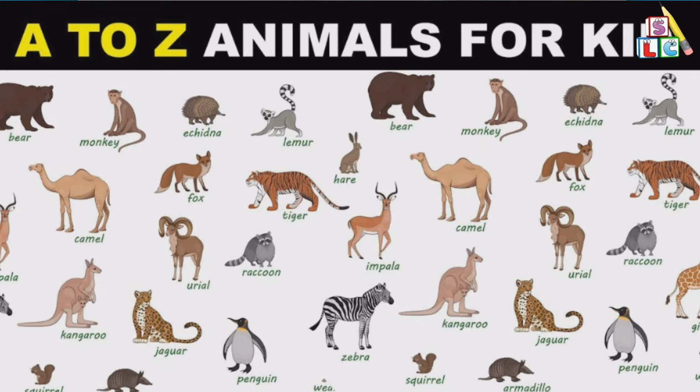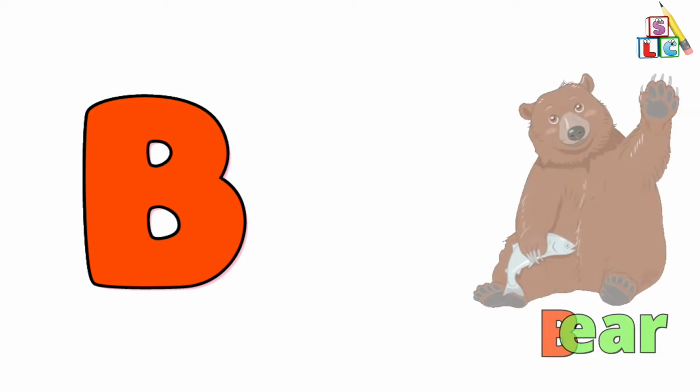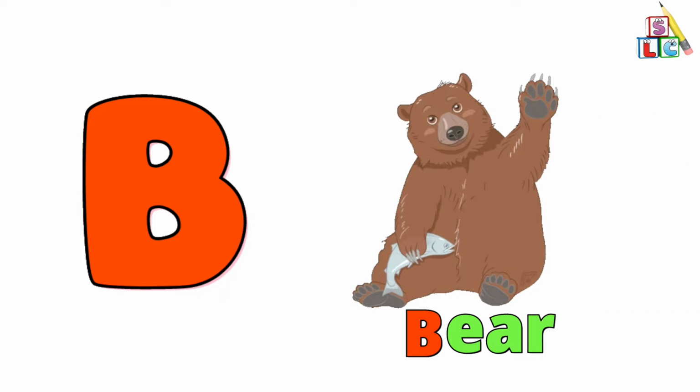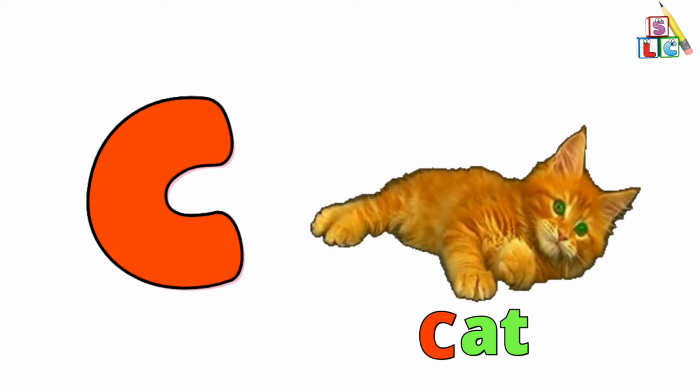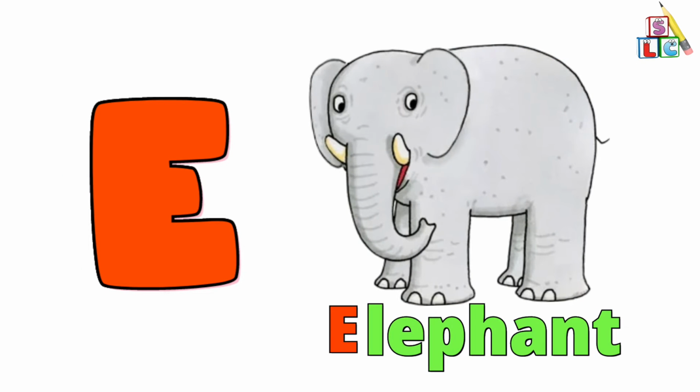Let's get started. A. A for alligator. B. B for bear. C. C for cat. D. D for dog. E. E for elephant.